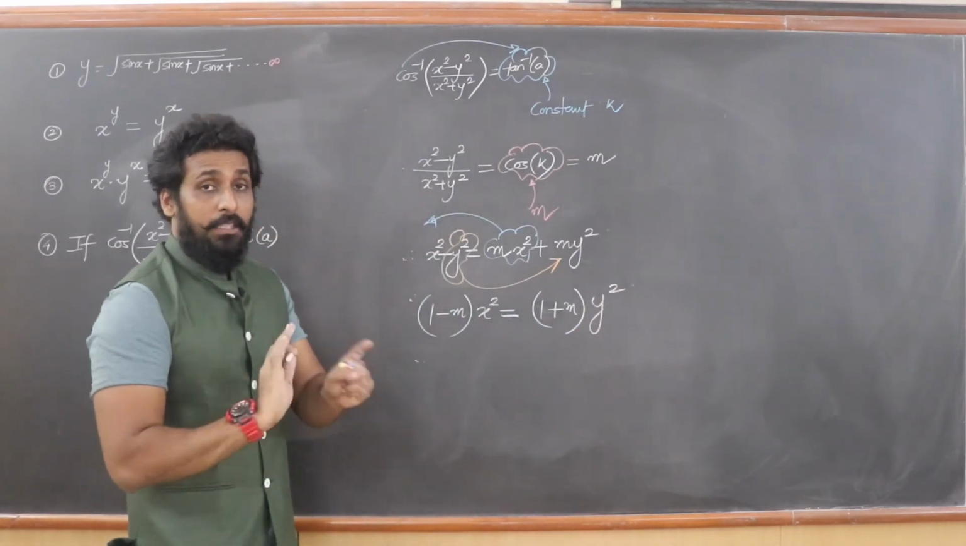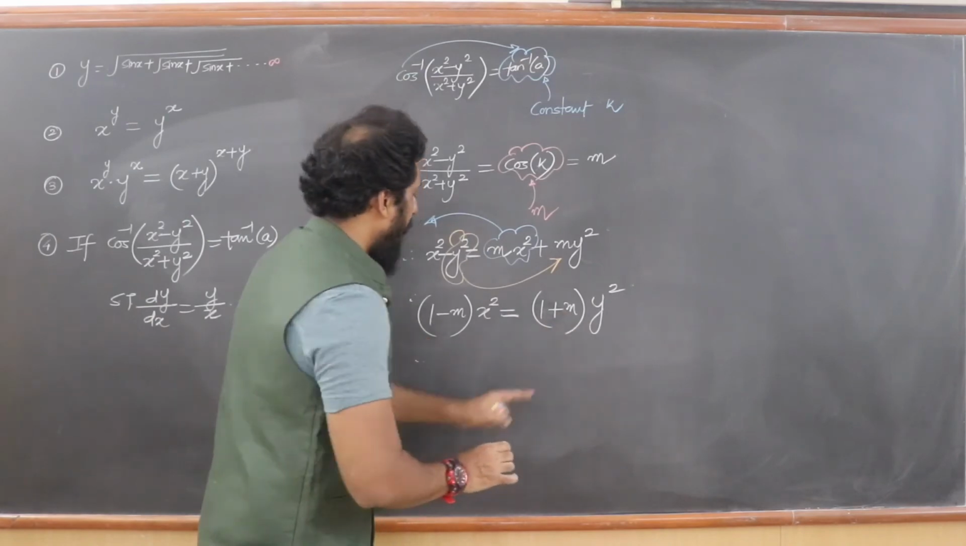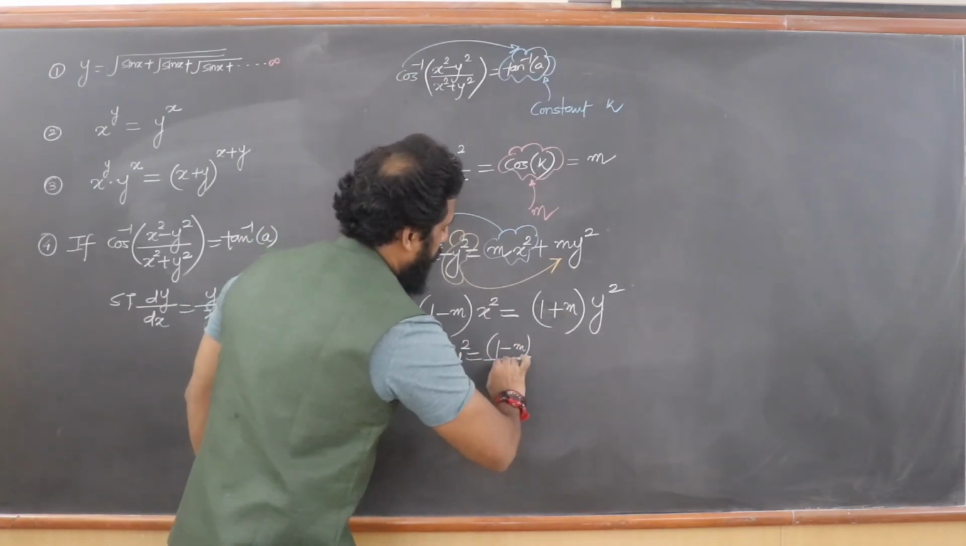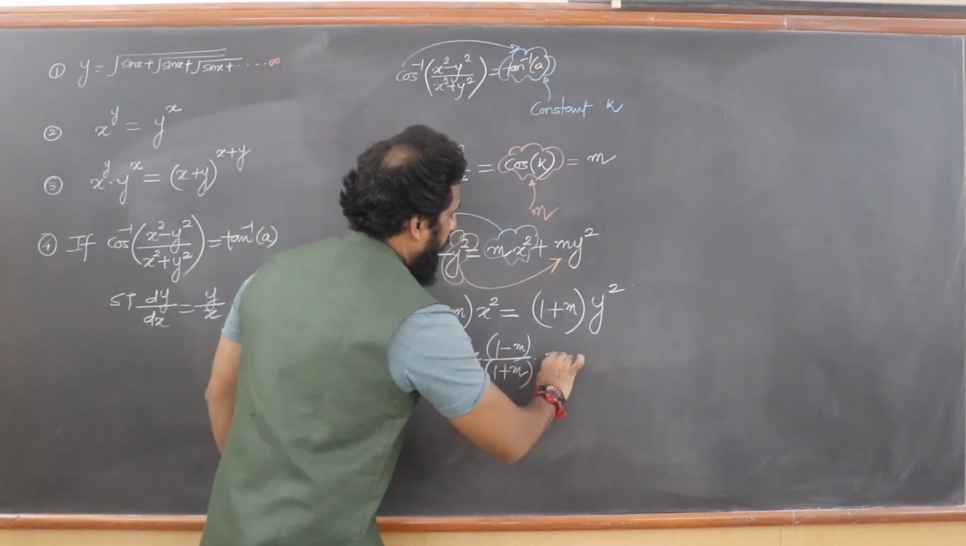Now again, some kind of arrangement can still be possible. 1 plus m is a constant term. I can write it like this: y square is equal to 1 minus m upon 1 plus m into x square.